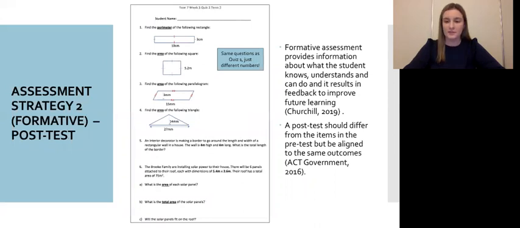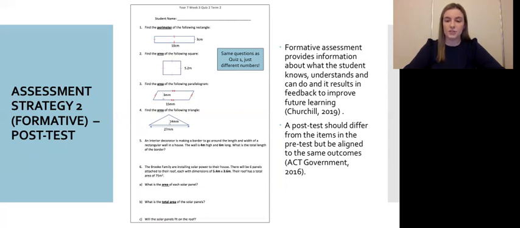Following my learning intervention, I administered a post-test, Quiz 2. A post-test is a common formative assessment strategy. Formative assessment provides information about what the student knows, understands, and can do, and it results in feedback to improve future learning.